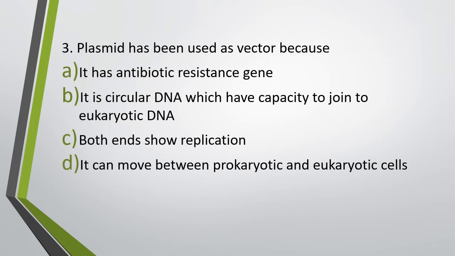Question number 3. Plasmid has been used as a vector because it has antibiotic resistance gene. It is a circular DNA which has capacity to join to eukaryotic DNA. Both ends show replication. It can move between prokaryotes and eukaryotes. Why is plasmid used as a vector? The correct answer is option B, because it is a circular DNA which has the capacity to join to eukaryotic DNA.